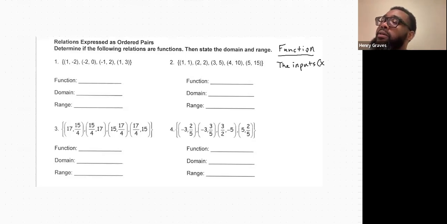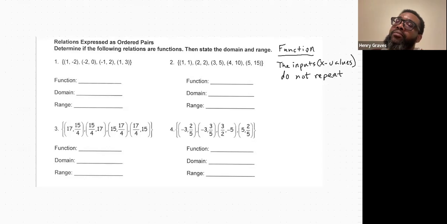The inputs do not repeat. So simply there is one input for one output. So in this case here, when we are on number one, these are ordered pairs of x comma y. Right, ordered pairs. It's another keyword we need to get down in our dictionary, right? Ordered pairs, when you have x and y, or coordinates.